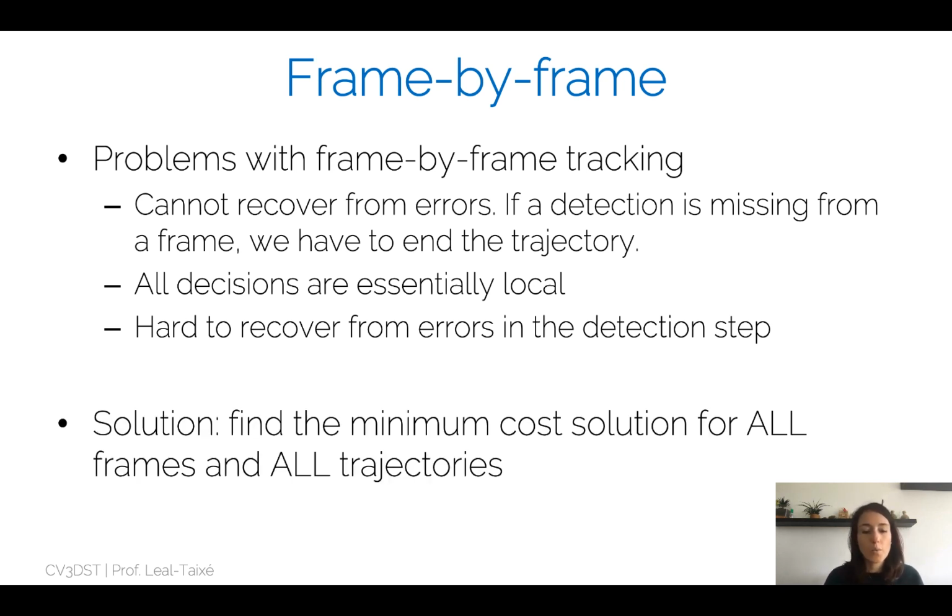So what I would like to do ideally would be not to look at this local assignment frame by frame, but to actually find the minimum cost solution for all frames and all trajectories at the same time. So I don't want to find the minimum cost assignment for a pair of frames, but for all the frames in the video and for all trajectories at the same time. And so the question is, how can I actually do this?